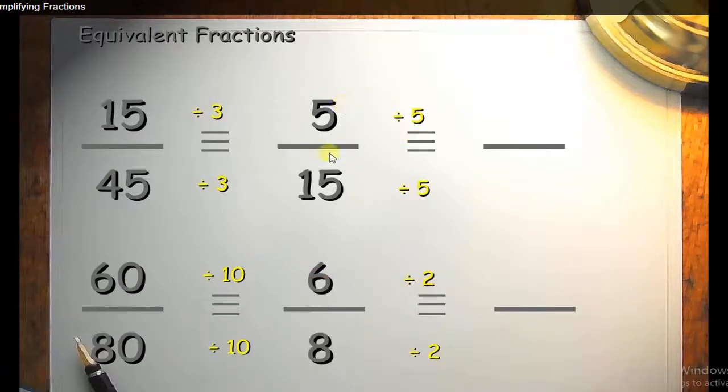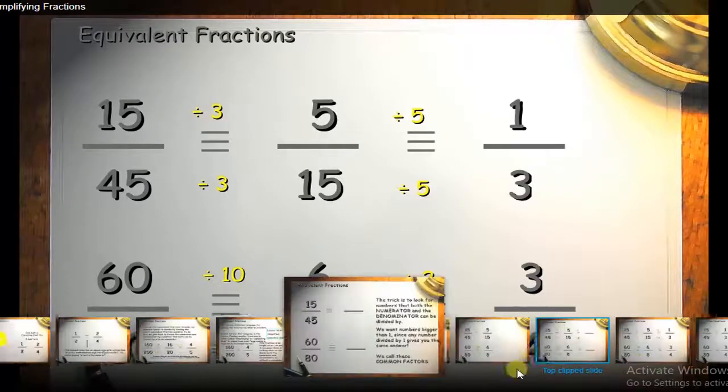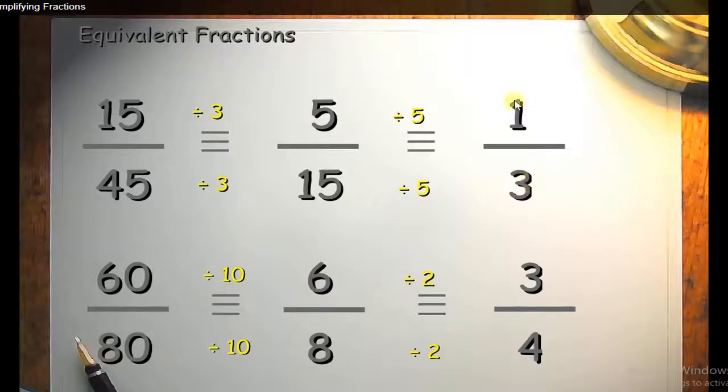And then divide them again by 5, because you can divide 5 by 5 and you get 1, and this is the lowest form. 5 over 15, how many 5s are there in 15? We have 3 5s. And then divide 6 by 2, which is 3, and divide 8 by 2, you get 4. So 1/3 and 3/4.